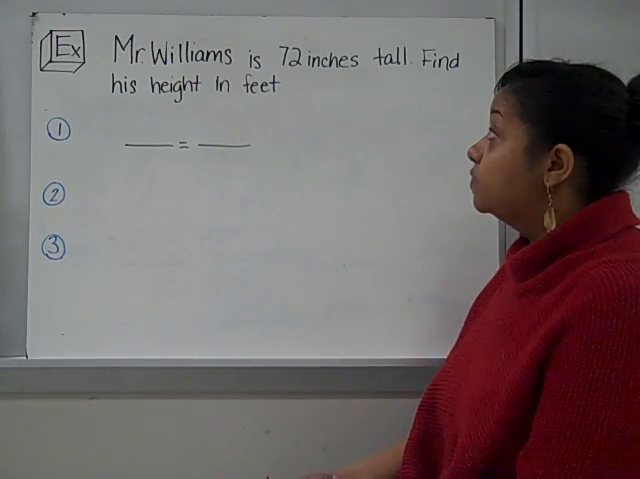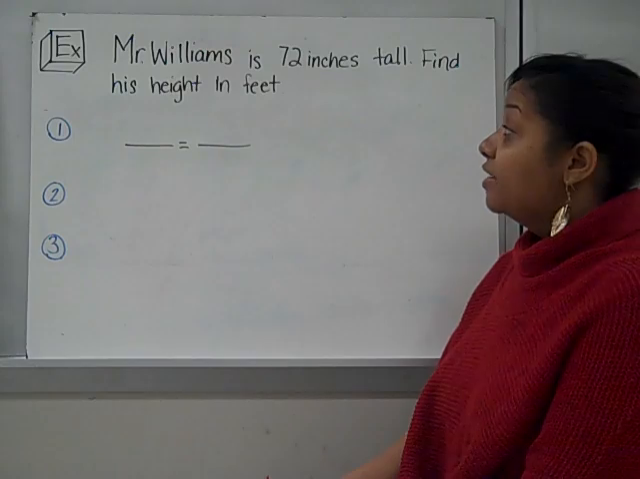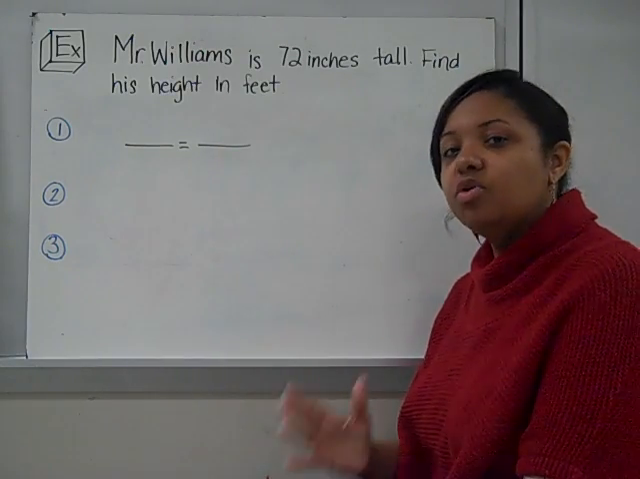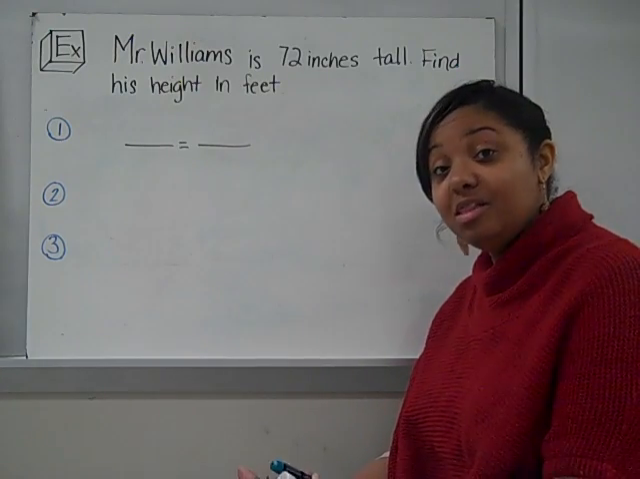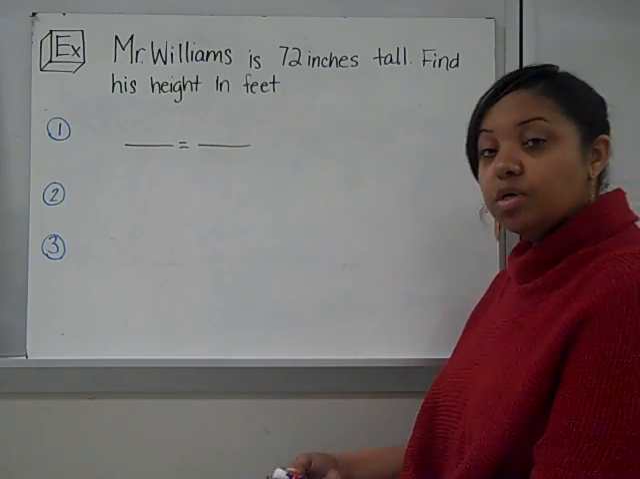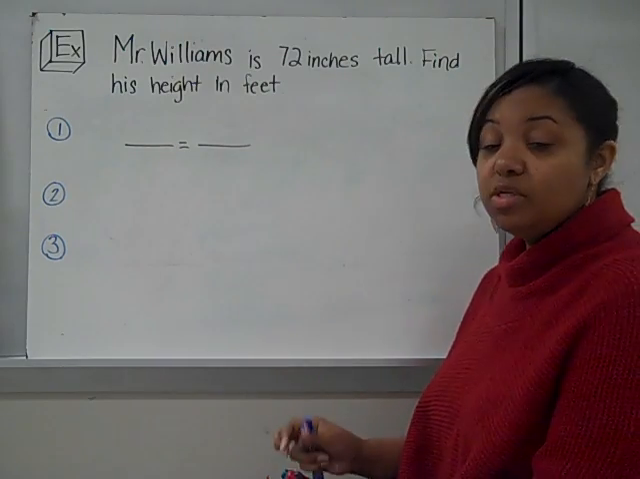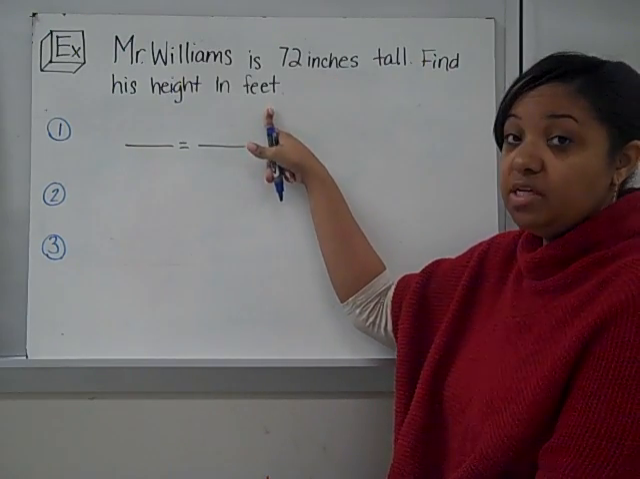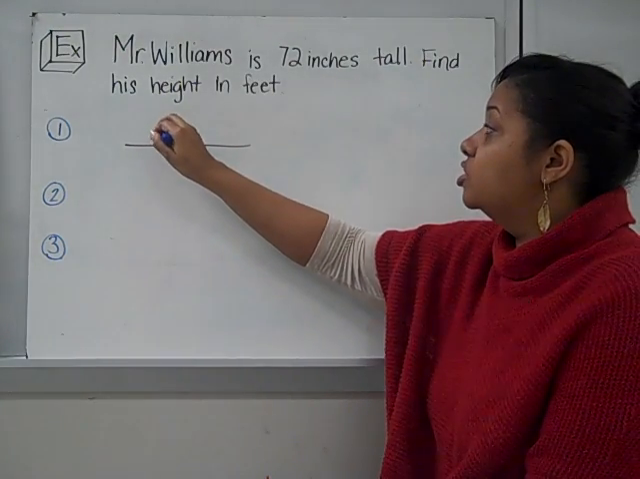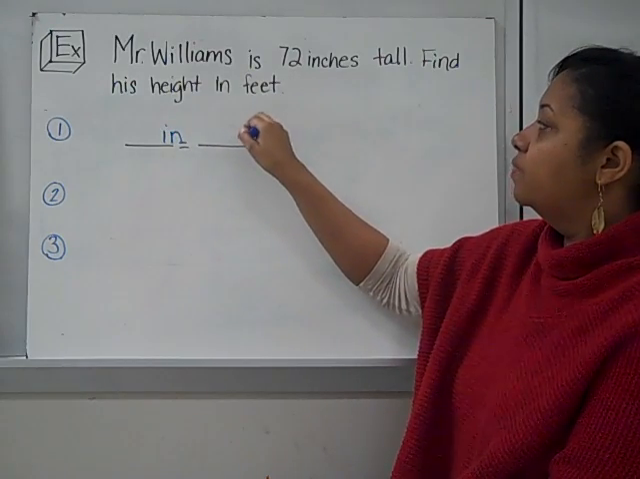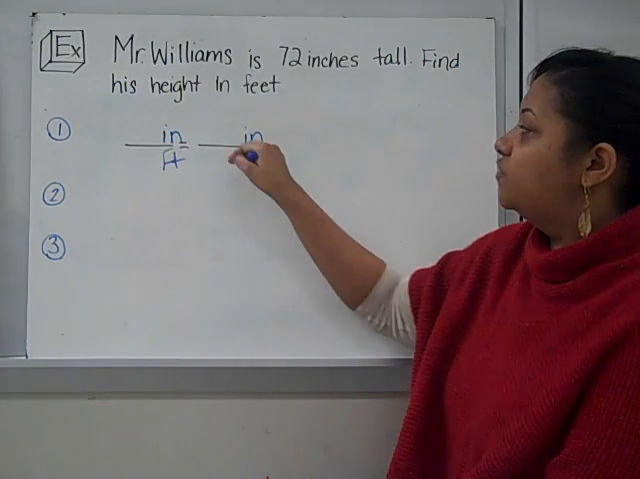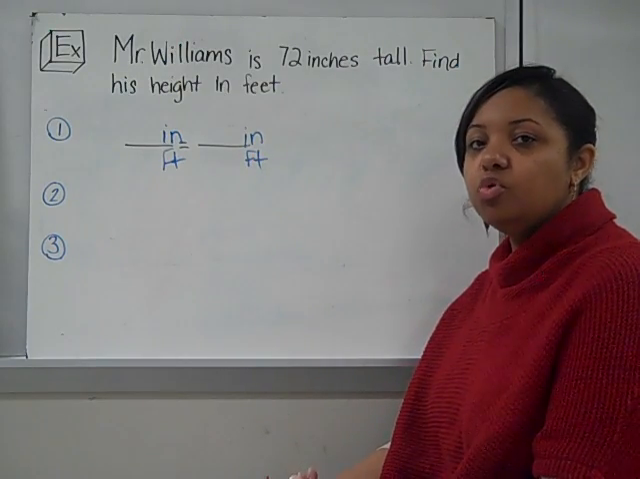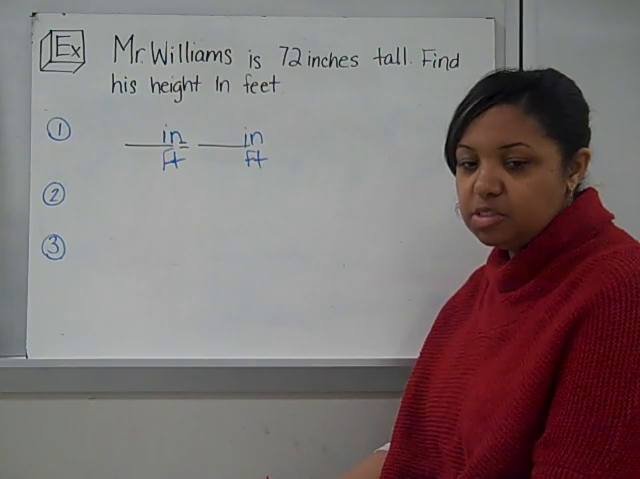It said Mr. Williams is 72 inches tall. Find his height in feet. And of course, you already know the answer is 6. However, we have to learn how to set up our conversions and then solve algebraically. So what we're going to do is the same thing we did in the previous example. We're going to look at our units. Our units are inches and feet. So we put our inches to inches and our feet to feet. It always helps to set up your units first. Then you'll know where the numbers go. So you won't get your numbers mixed up.